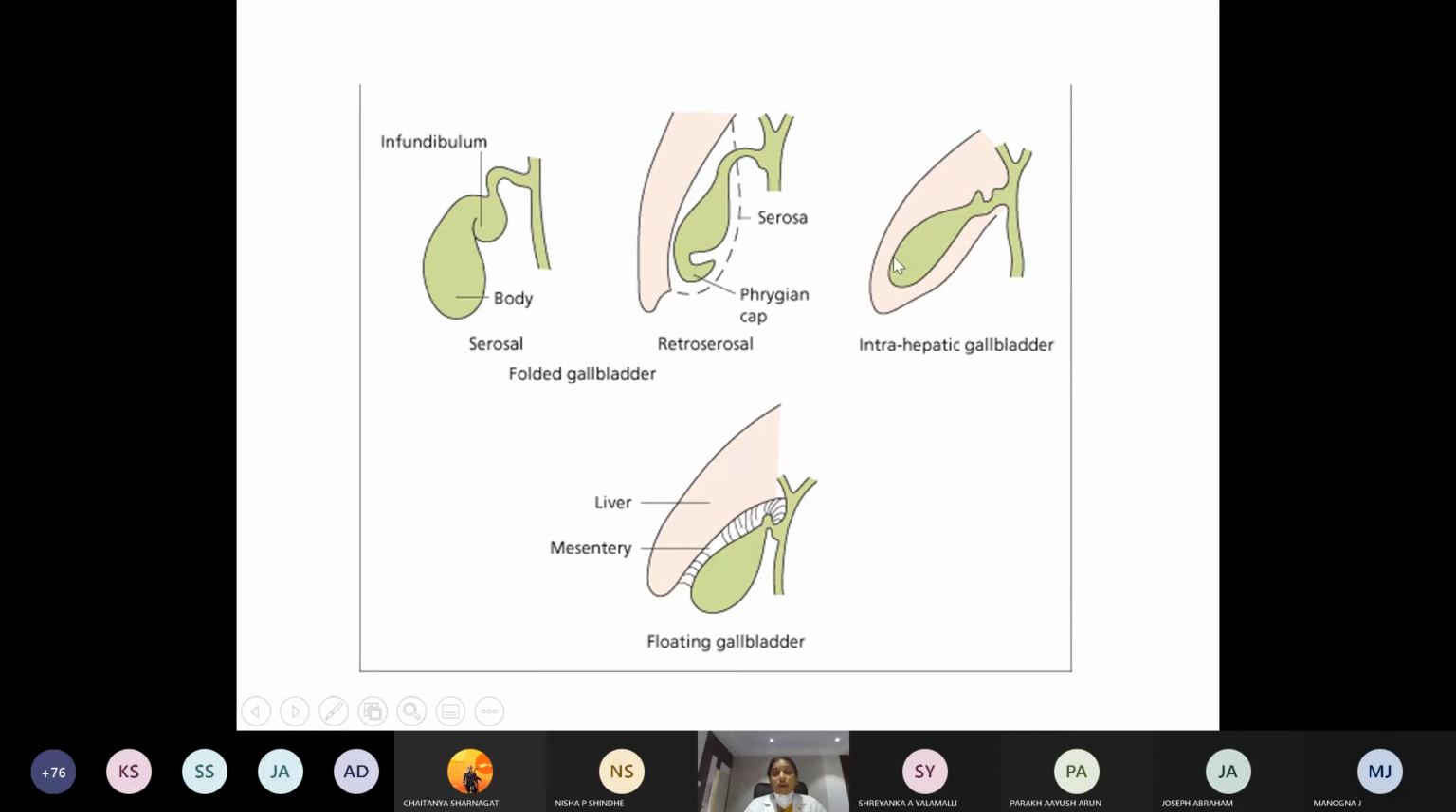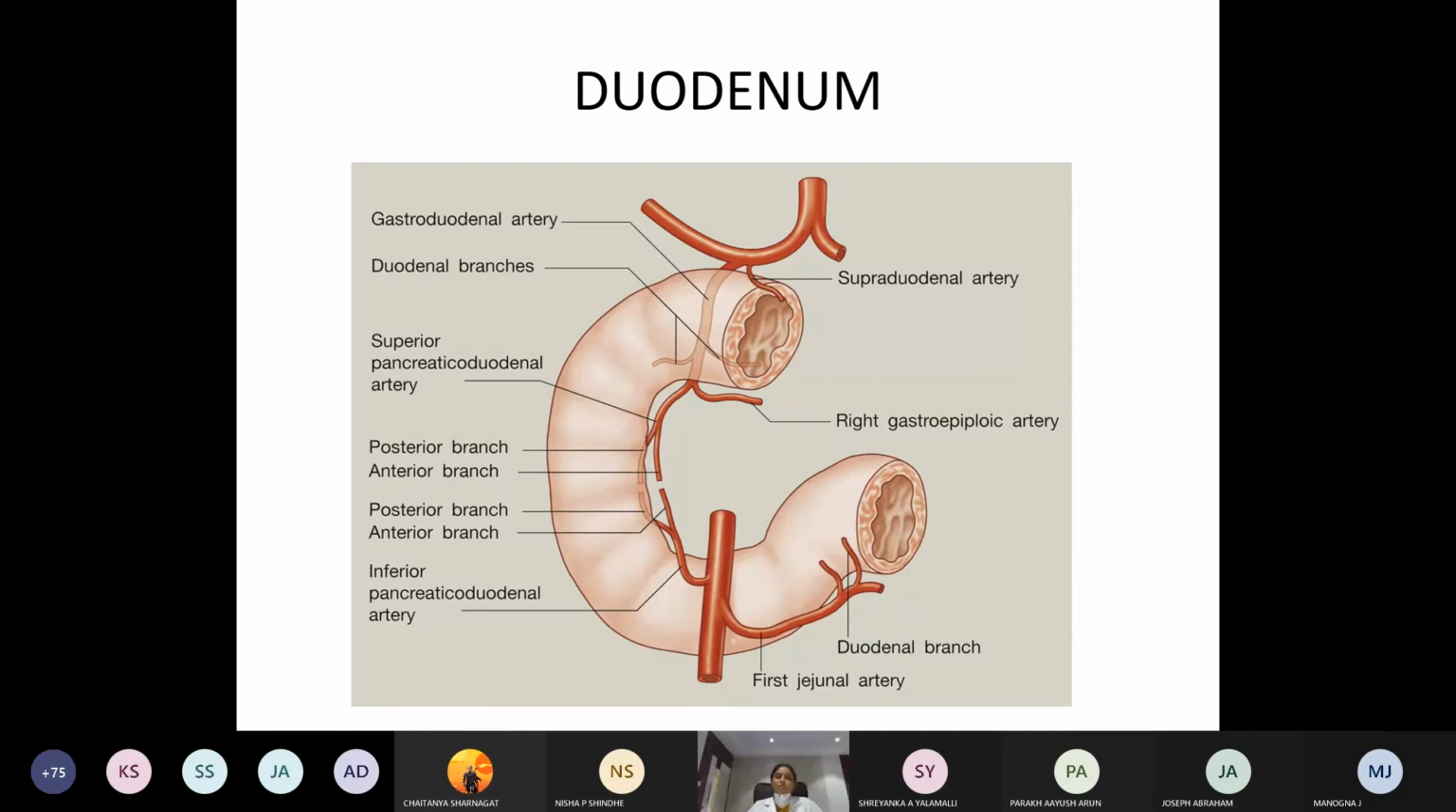Then the gallbladder may be found within the liver. That is intrahepatic gallbladder. Then floating gallbladder. So when does it float? When it carries a fold of mesentery, it floats. In one or two dissection specimens, we have come across this floating gallbladder. They will be suspended by a fold of mesentery, that is floating gallbladder. So these are the anomalies. Next we'll move on to development of the duodenum.